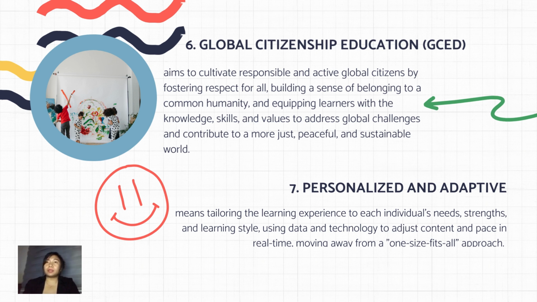So next is personalized and adaptive learning. It means tailoring the learning experience to each individual's needs, strengths, and learning style, using data and technology to adjust content and pace in real time, moving away from a one size fits all approach. Education is tailored to individual students' needs using AI analytics and customized learning paths. Example, in China, AI-powered apps adjust math problems based on each student's performance, ensuring they get personalized support.